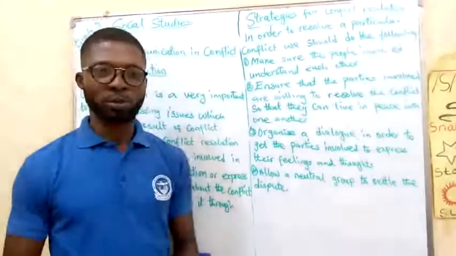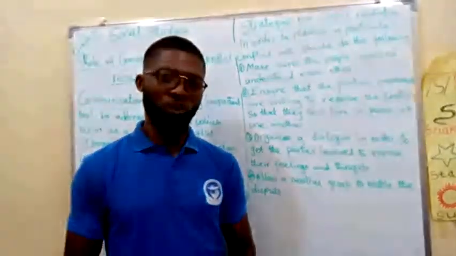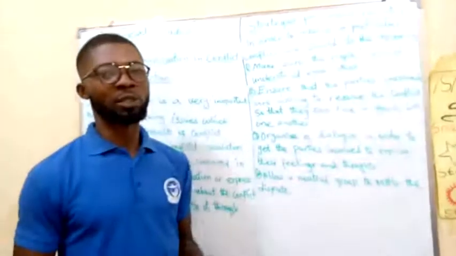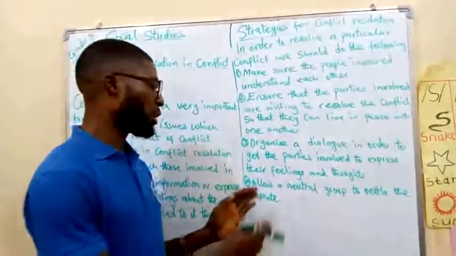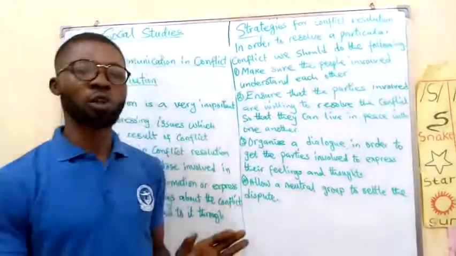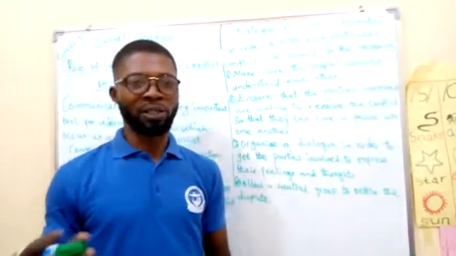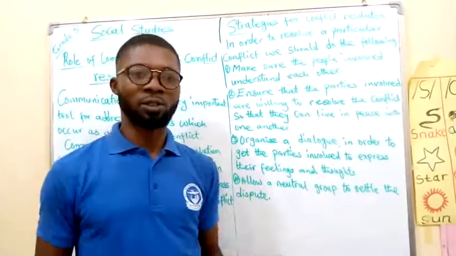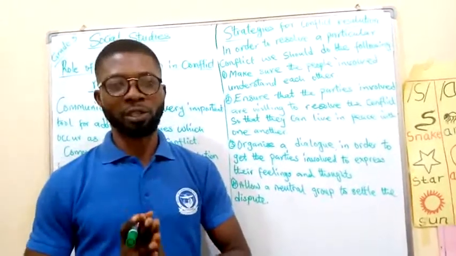And lastly, number 4 on the board, we say we are to allow a neutral group to settle the dispute. By allowing a neutral group to settle the dispute, it will easily resolve the problem of conflict, because this neutral group will definitely have no interest in either party A or party B. So we stand on neutral ground to do what? Find an amicable settlement to the conflict.